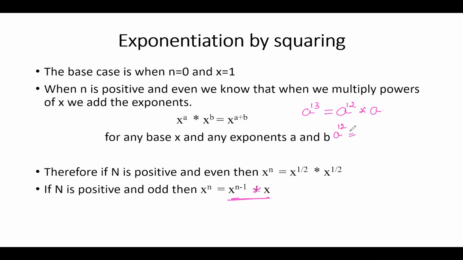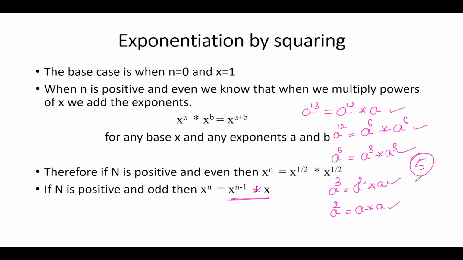Now, how can I write a to the power 12? Now, 12 is an even number which can be easily written as a to the power 6 into a to the power 6. Now, how can I get the value of a to the power 6? It is nothing but a to the power 3 into a to the power 3. Next, how can I get the value of a to the power 3, which is nothing but a square into a. And how do you get the value of a square, which is nothing but a into a. Okay, so how many steps do I have here? 1, 2, 3, 4, 5. Just with 5 multiplications, I can compute the value of a to the power 13, unlike multiplying 13 times. So this is a very effective way in order to raise a number to its power.